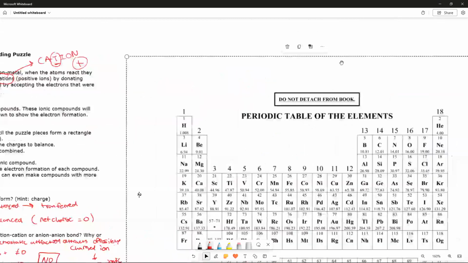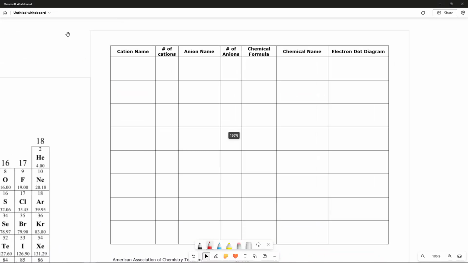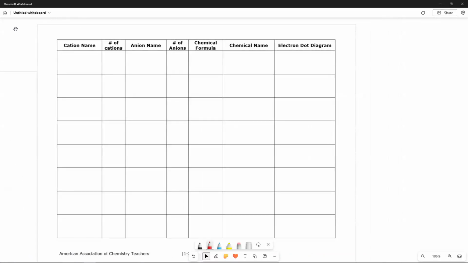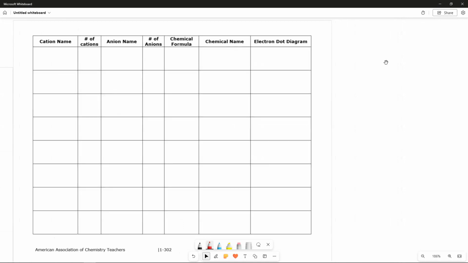Moving on. All right, let's try these wonderful practice questions. Move this over to the side. All right, we're going to go through 5 examples that I came up with that you probably want to know for the test. And we're going to start with aluminum as our cation.